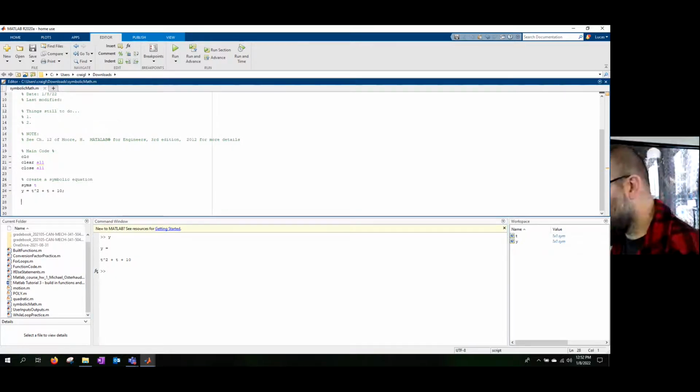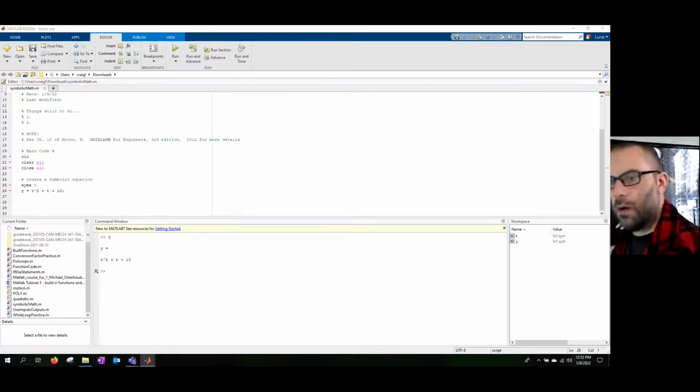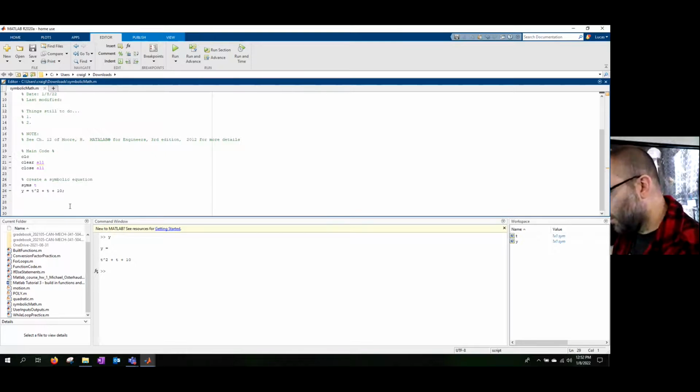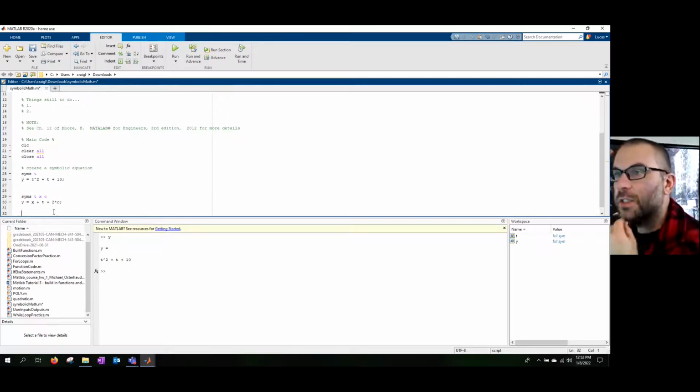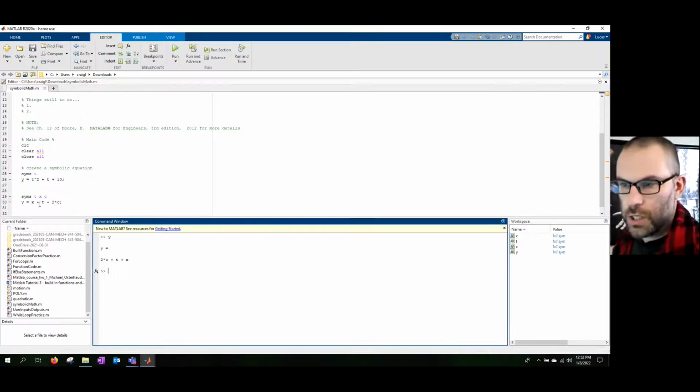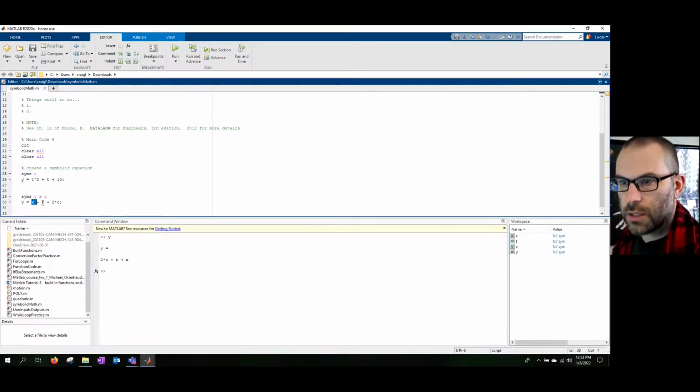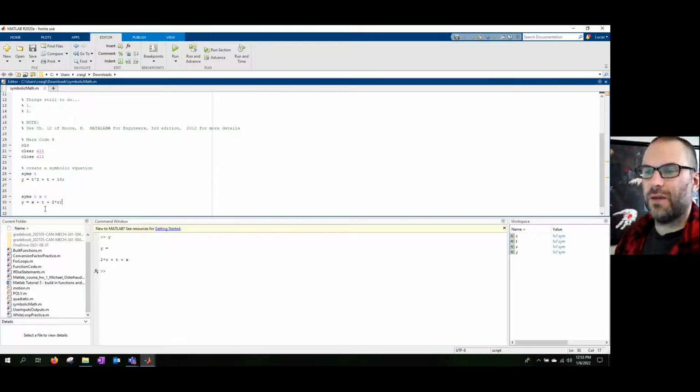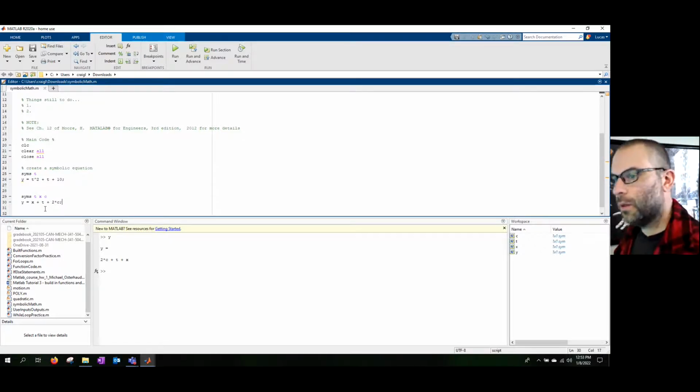So you can, if you wanted to, let me scroll up here, make another equation with multiple variables by doing this, okay? So this now is another equation, okay, that just uses x, t, and c as symbolic forms, okay?